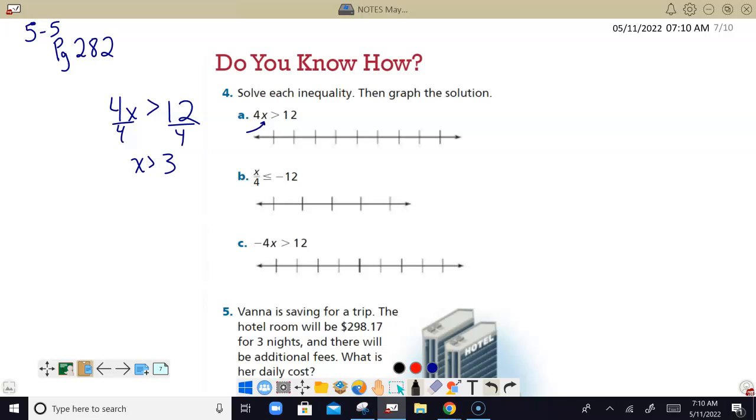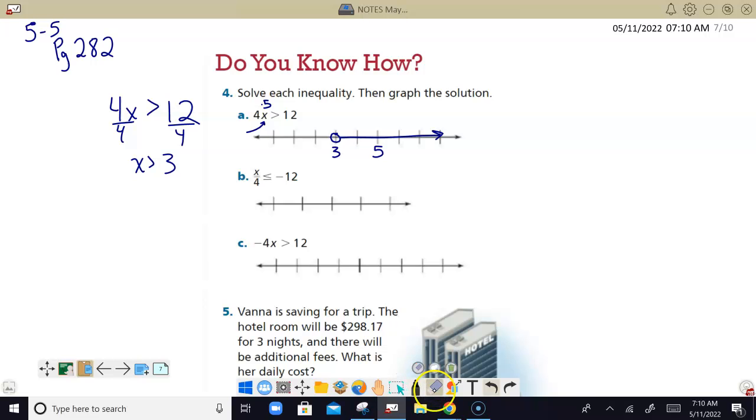Does that make sense? If we go ahead and graph this, put a 3 on here somewhere, we're talking about numbers that are greater than 3. So what numbers are greater than 3? There's a 4, 5, 10. Let's just pick one. Let's pick 5 and see if this is true or not. 4 times 5 is in fact greater than 12. So yes, we're correct in that.